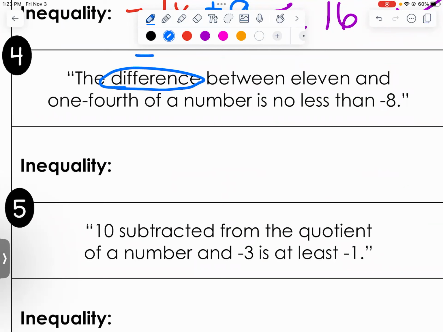Okay, so the difference, that means we're subtracting between 11 and 1/4 of a number. So we have 11 and we have 1/4 of a number. Now, there's 2 different options. Don't write this down yet. We can either write 11 minus 1/4 x or 1/4 x minus 11.